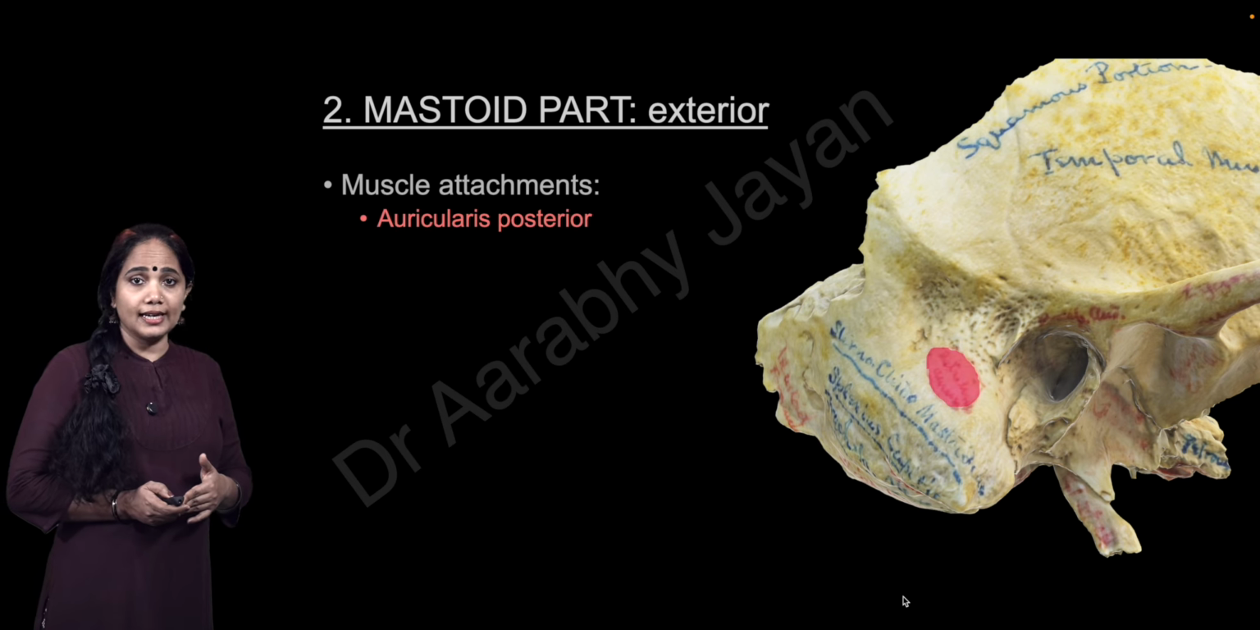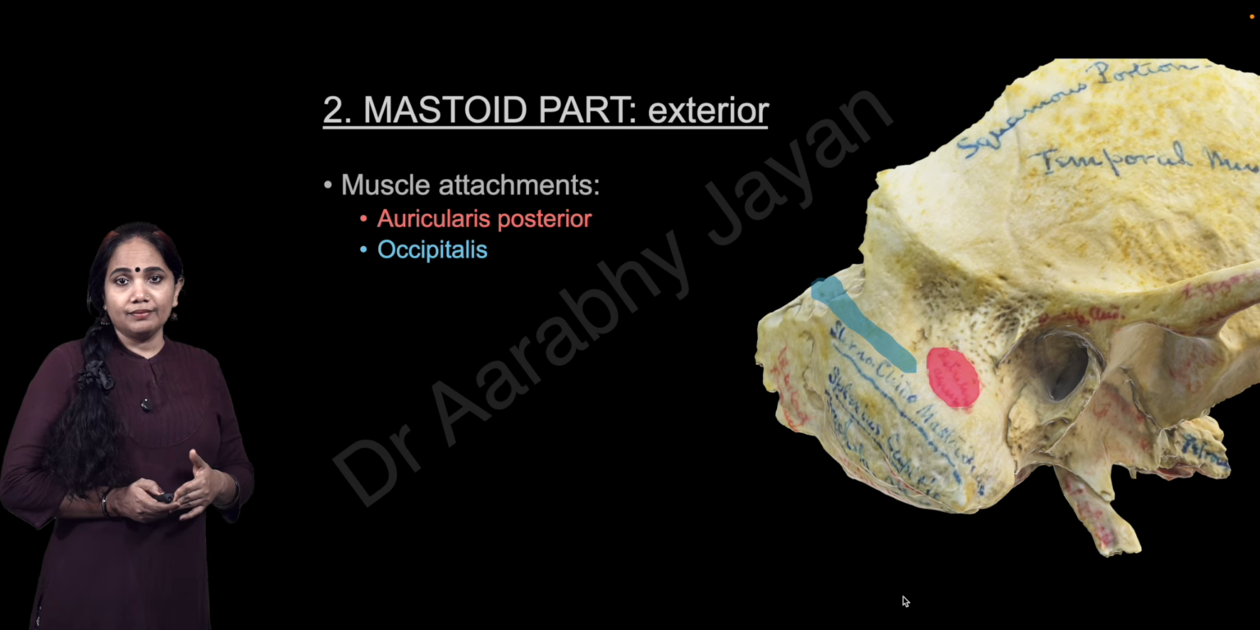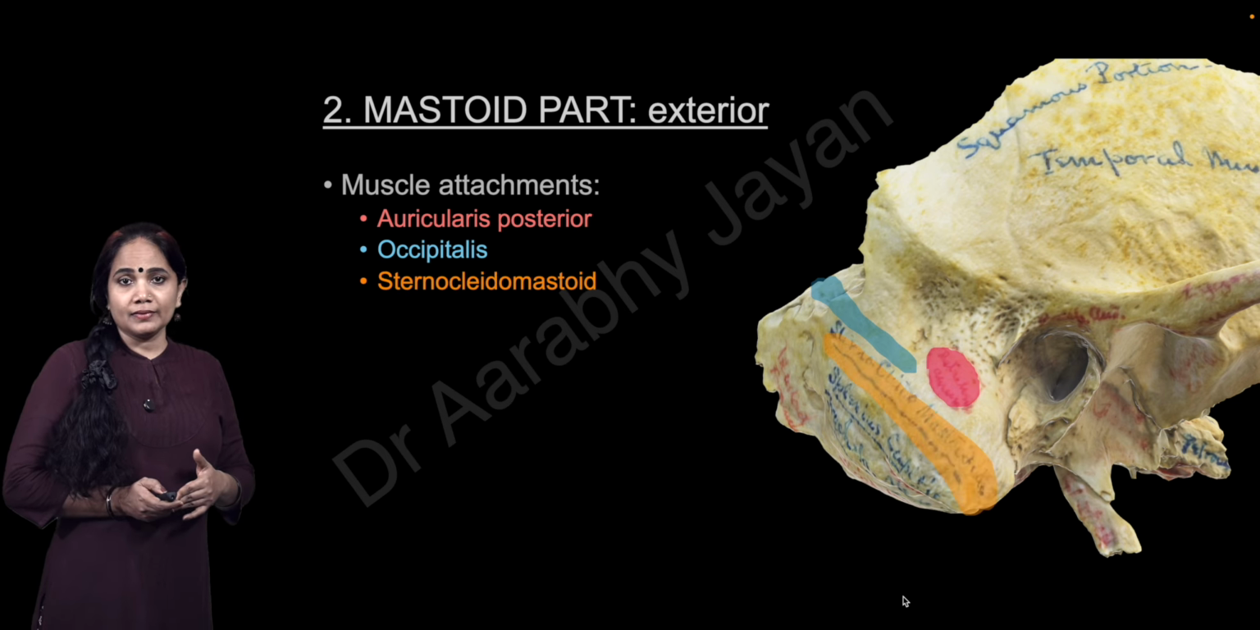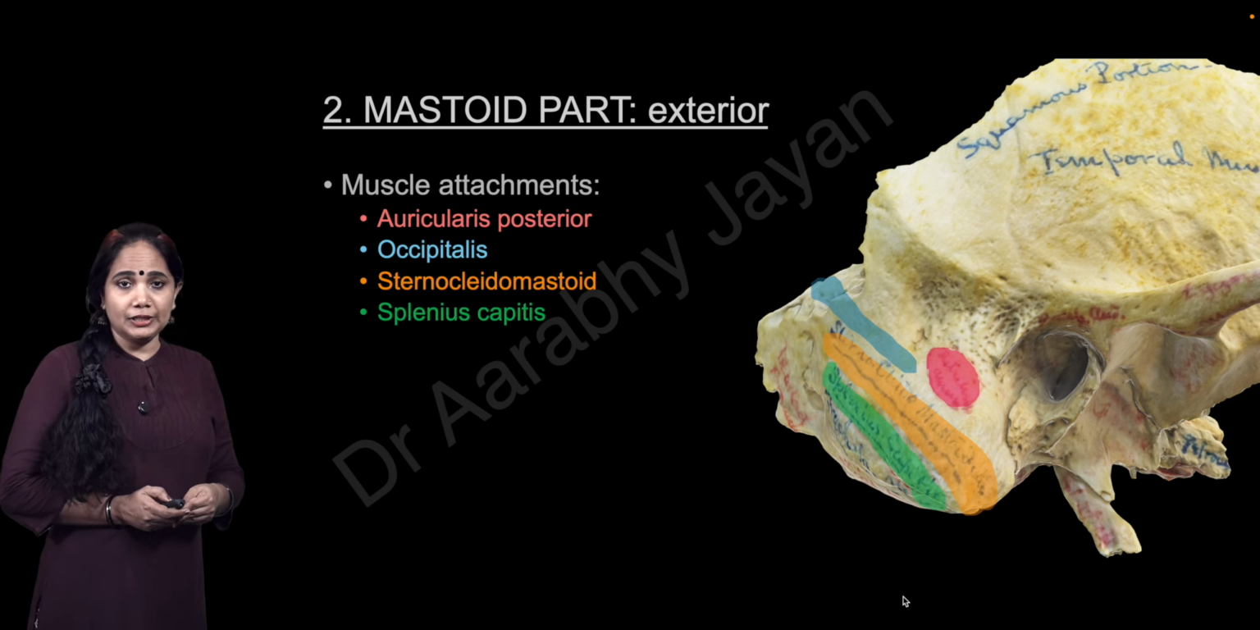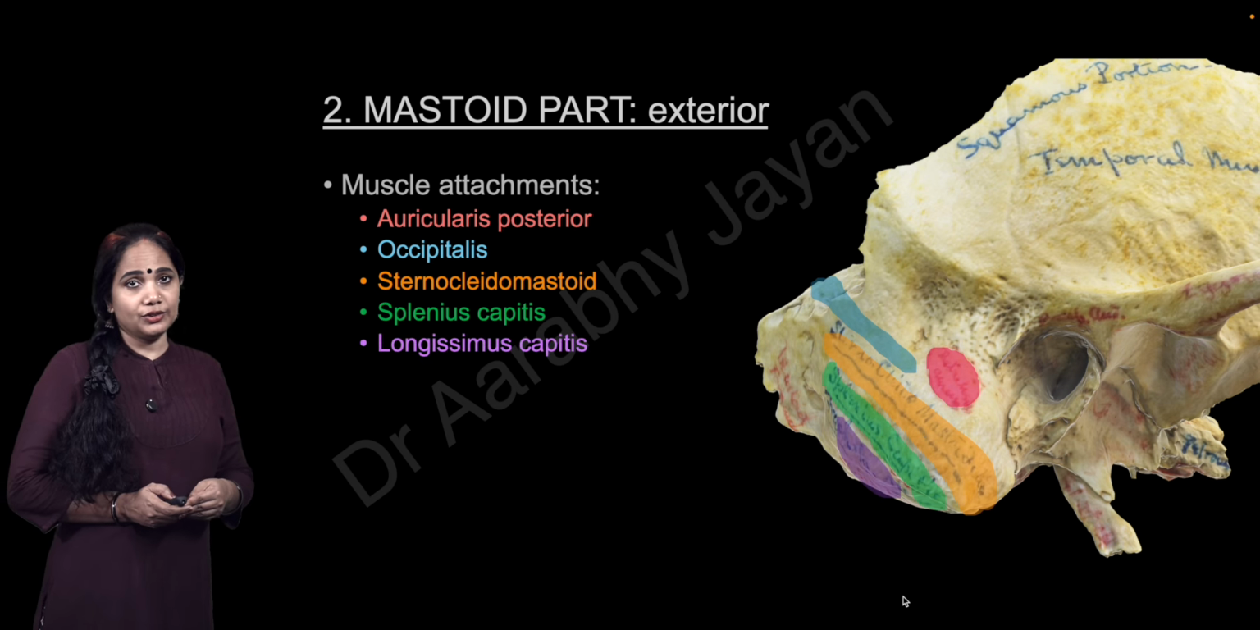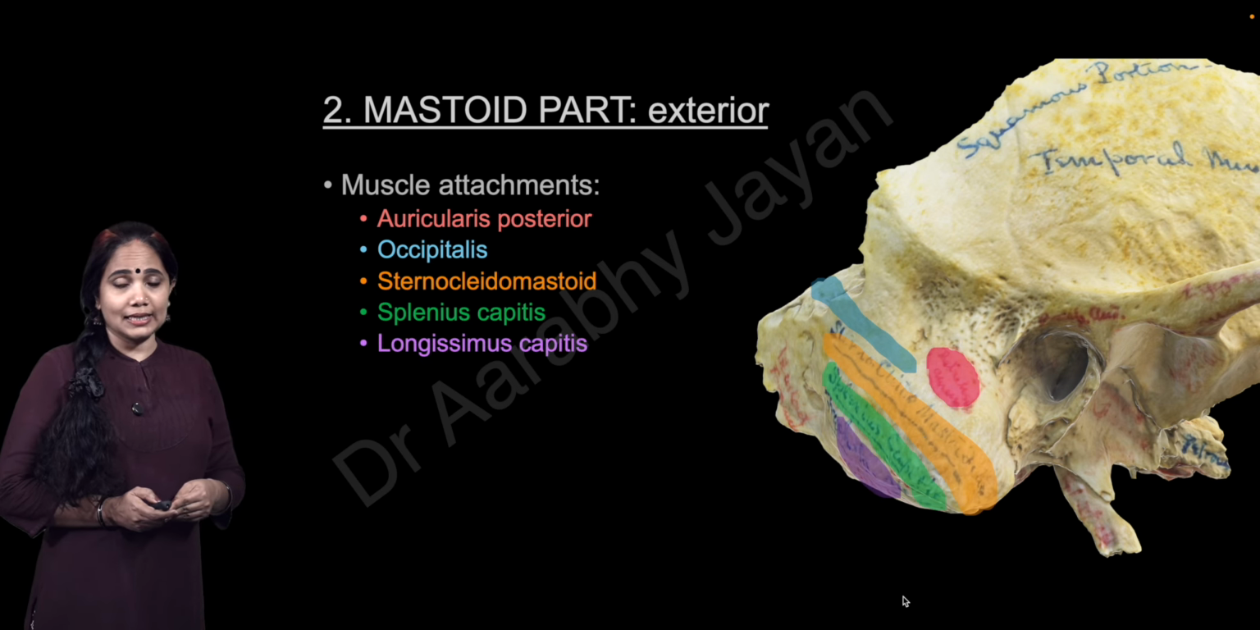Basically, the mastoid part of the temporal bone gives rise to a number of muscle attachments. They are the auricularis posterior. Behind that, we have the occipital part of the occipitofrontalis. Then we have the sternocleidomastoid. Below the sternocleidomastoid, there is the attachment of the splenius capitis. And much below that, we have the attachment of the longissimus capitis.